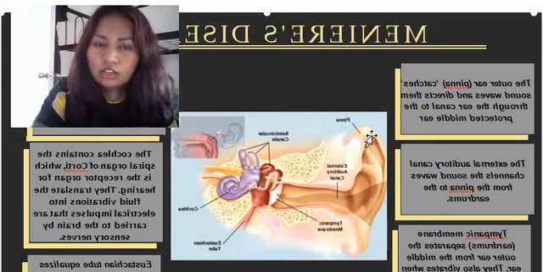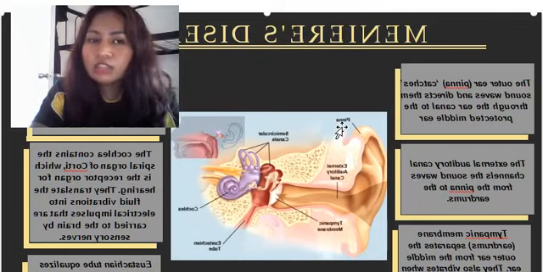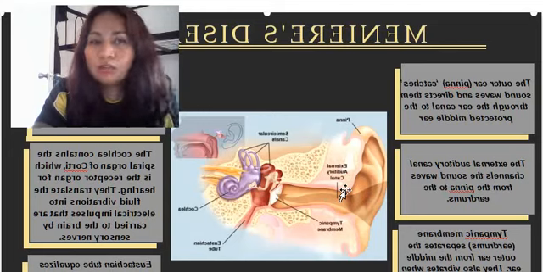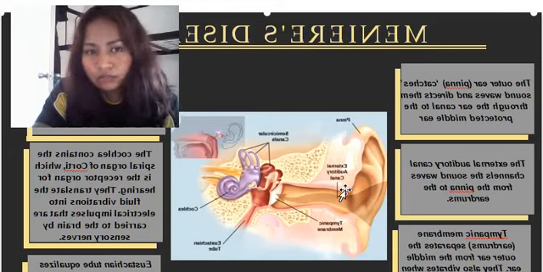Now, as you can see here, this is the pinna, also known as the outer ear. It catches sound waves and directs them through the ear canal and into the protected middle ear. This part over here is the external auditory canal. It channels sound waves from the pinna and into the eardrum.